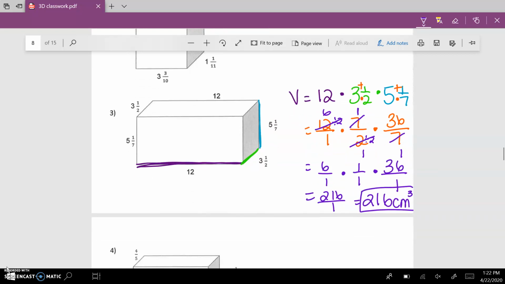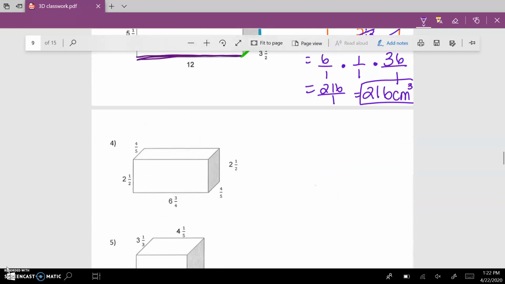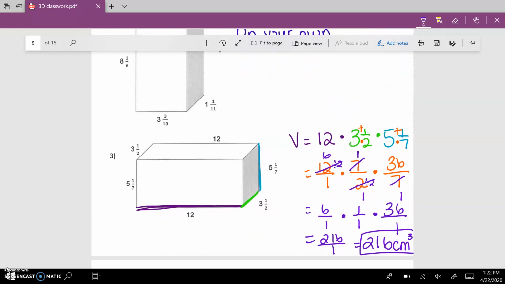Okay, so hopefully that helps you out. I do want you to try the second page too, but I think doing these 2 examples will get you started. And then as always, if you have questions, you can always send me an email and I can help you from there.